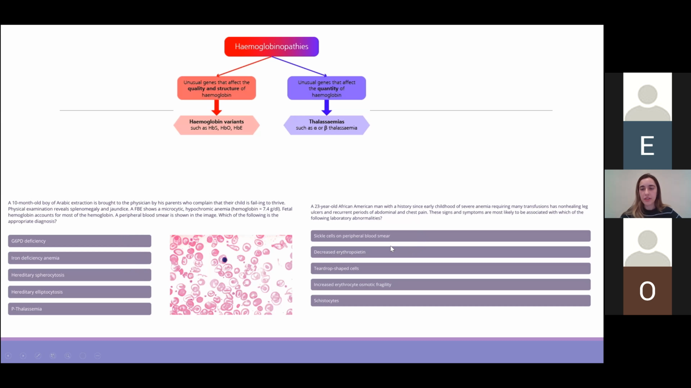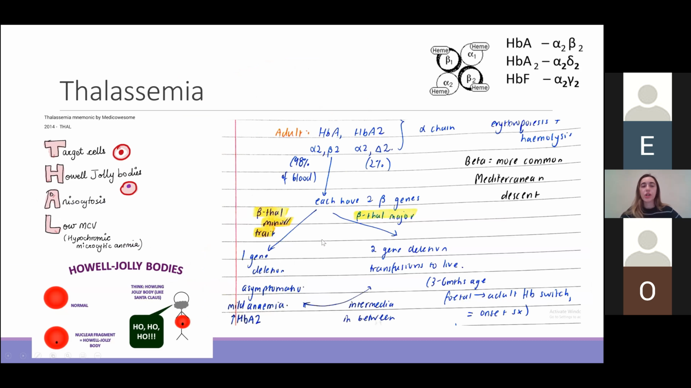And then this one you can get based on the fact that it's an African-American man. We've got some chest pain, so there's some issues going on there, which I'll explain when we talk about this condition. But the answer here is sickle cells. And again, it'll become clear when we talk about it. So we'll talk about thalassemia first.